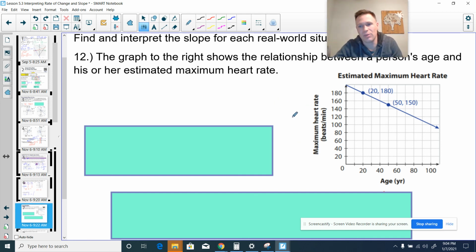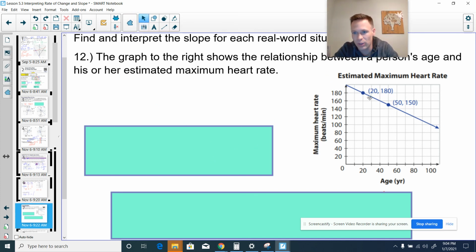So it probably has something to do with a little bit less training. But anyhow, this is true. Your maximum heart rate decreases as you get older. So we have 2 points on the graph here. We have age in years on the x-axis. We have maximum heart rate, which is measured in beats per minute. So the 60 here is 60 beats per minute.